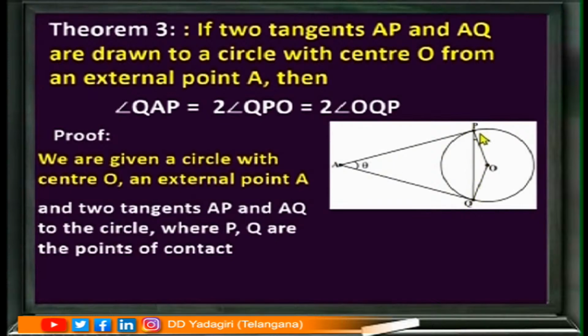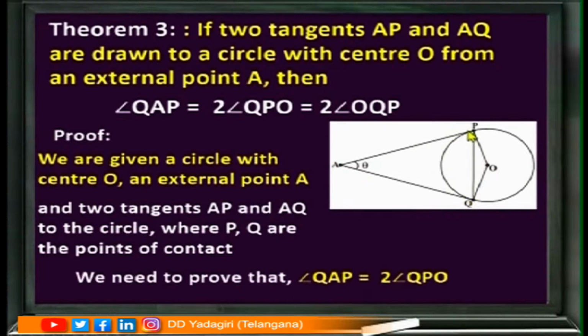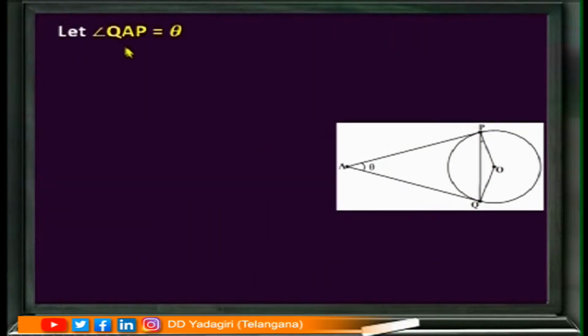So, P and Q are both points of contact, and we know that at the point of contact the angle with the radius is 90 degrees. So, this angle will be 90 degrees, and at Q also the angle with the radius is 90 degrees. We need to prove that angle QAP is equal to 2 times angle QPO or 2 times angle PQO. Let angle QAP be equal to theta. Suppose I am taking it as theta. Then what we need to show is that this is theta by 2 and this also is theta by 2.